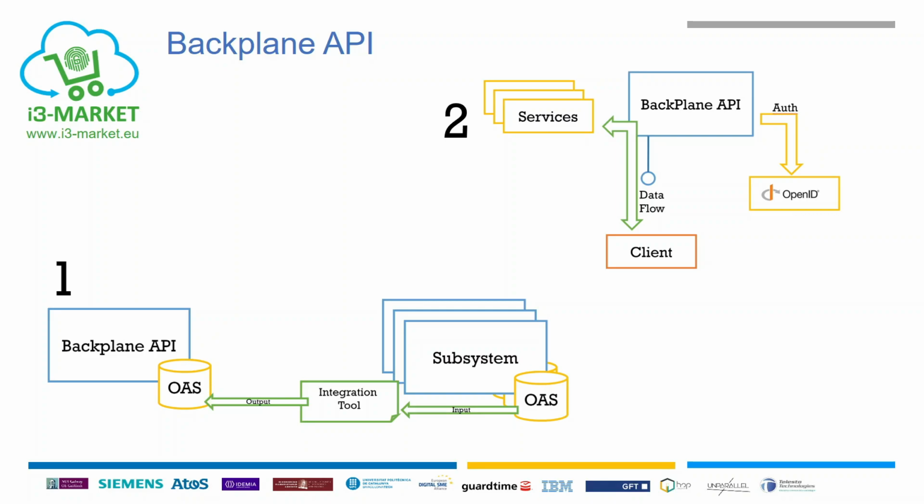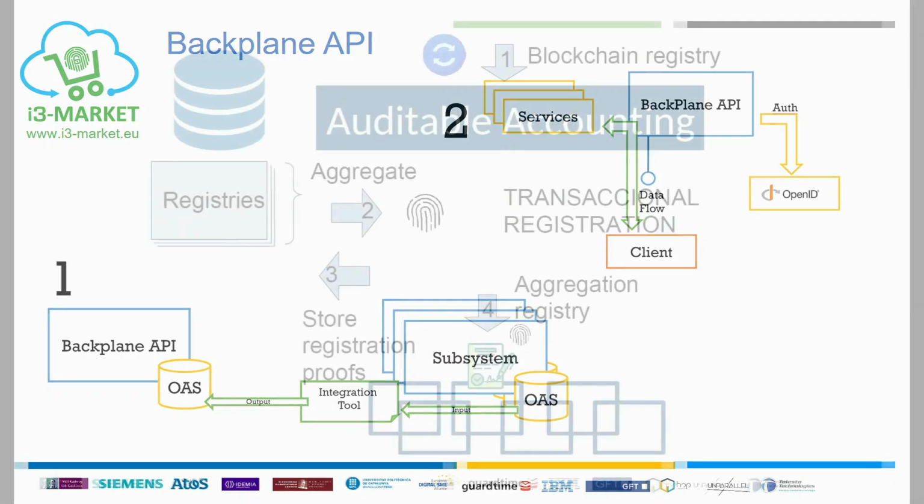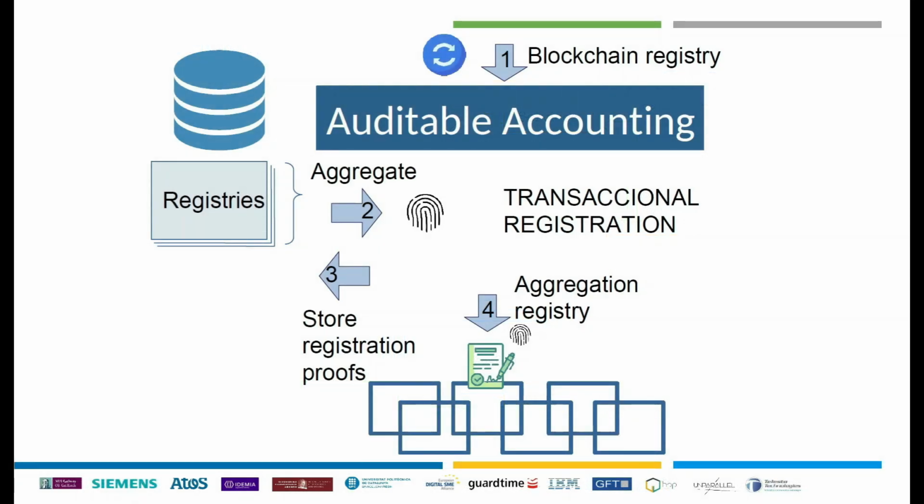In the next demo, we are going to see an example using the auditable accounting use case. As you can see here, this is the structure of the auditable accounting. Essentially, it's a model that receives blockchain registries, but we don't directly store these registries on the blockchain because this would cause a lot of data to be registered. So what we're going to do is aggregate all these registries.